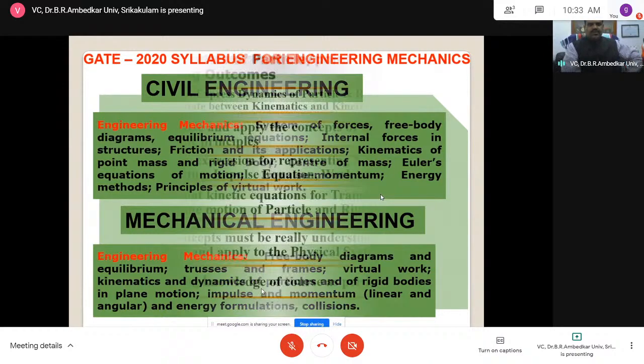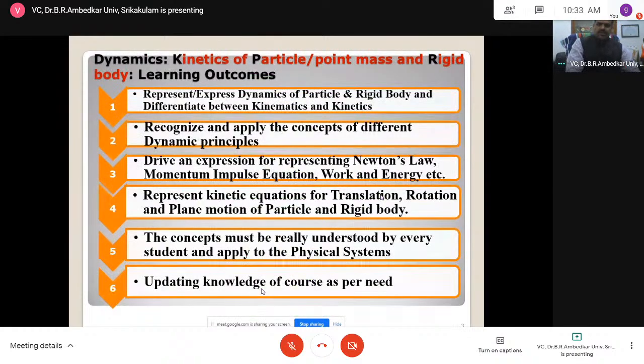With this, now let us see what the learning outcomes are. Kinetics of a particle or a point mass, the number of particles. Point mass means negligible dimension, rigid body. Here we will represent or express the dynamics of a particle or rigid body and differentiate between kinematics and kinetics. Then recognize and apply the concepts of different dynamic principles.